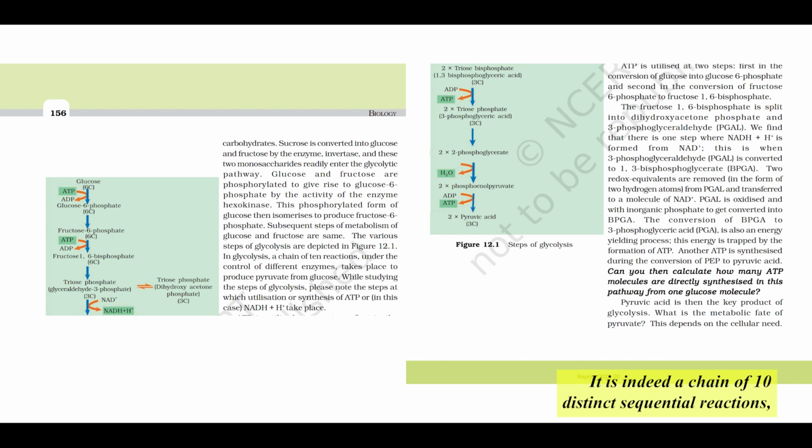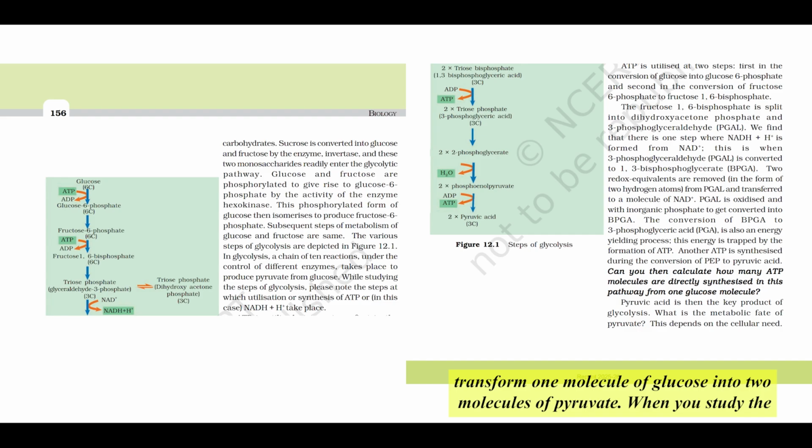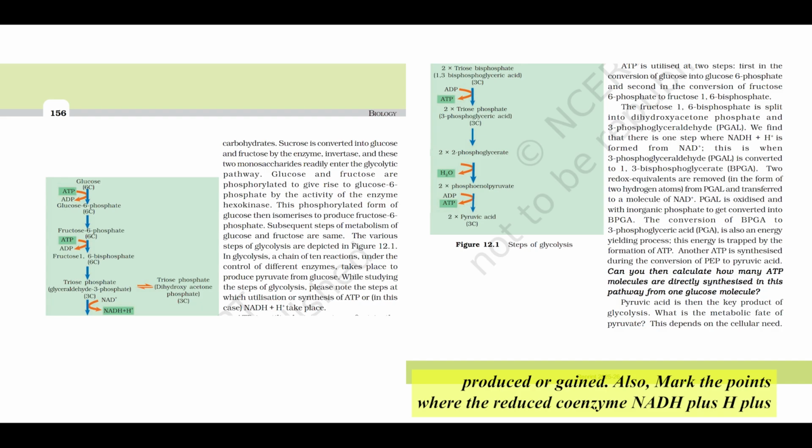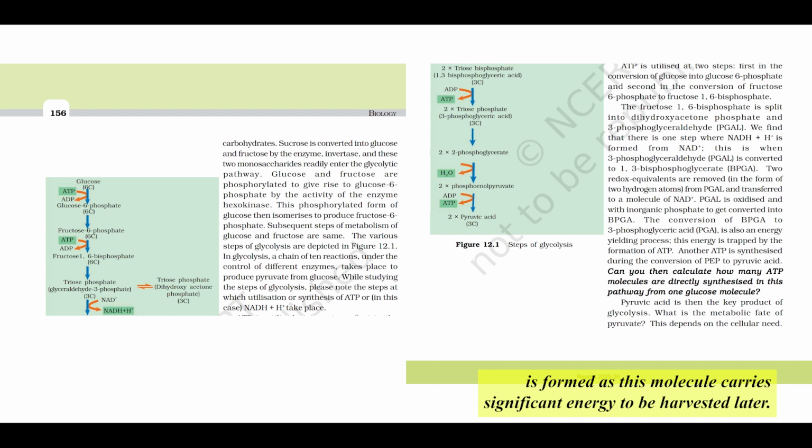It is indeed a chain of 10 distinct sequential reactions, each meticulously controlled by a specific enzyme, all taking place in the cytoplasm to transform 1 molecule of glucose into 2 molecules of pyruvate. When you study the detailed steps of glycolysis, it's absolutely crucial to pay close attention to the specific steps where ATP is utilized, meaning consumed or invested, and where synthesized, meaning produced or gained. Also, mark the points where the reduced coenzyme NADH plus H plus is formed, as this molecule carries significant energy to be harvested later. Let's break down the energy changes in detail.